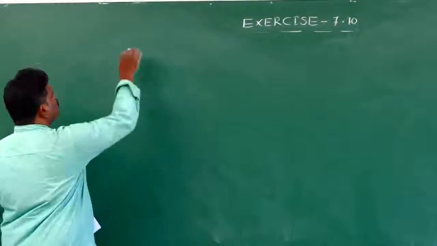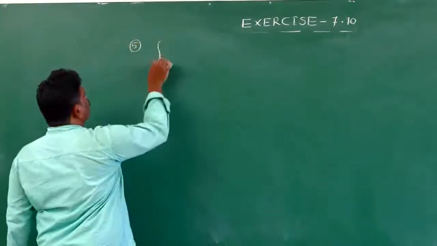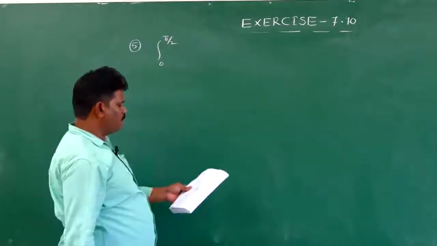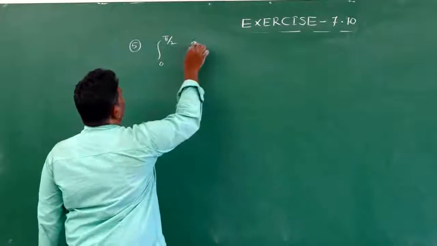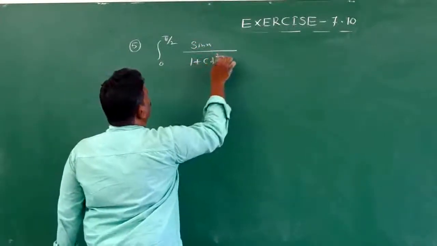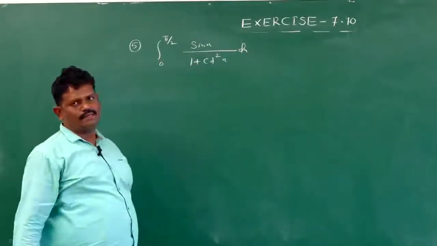Right, fifth question. Integral from 0 to pi/2 of sin x/(1 + cos² x) dx.